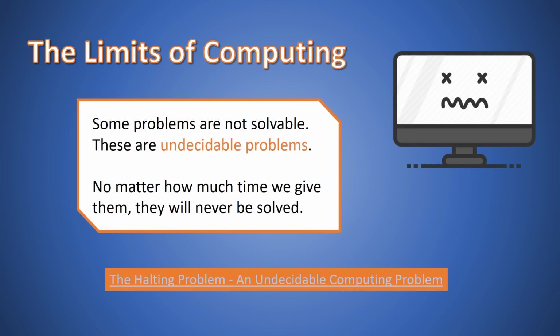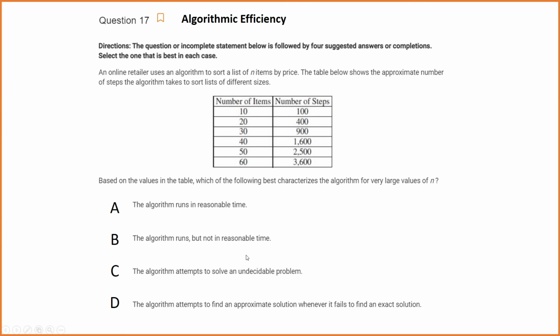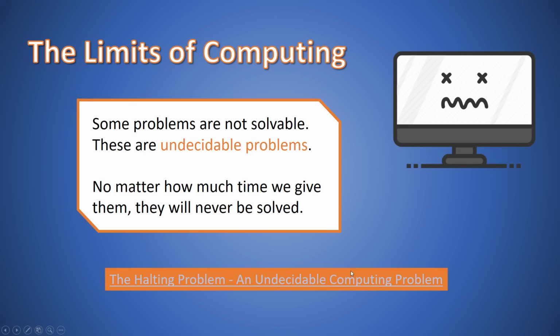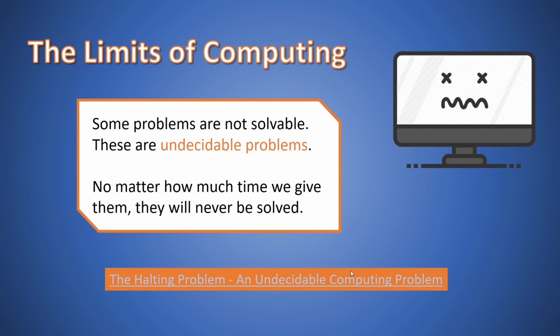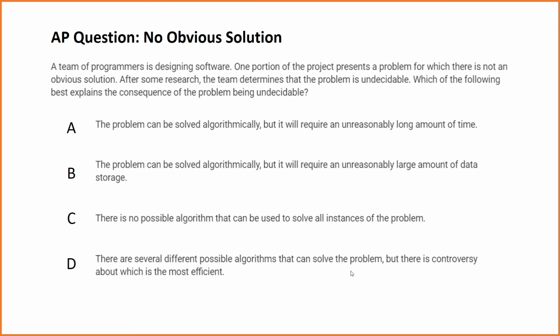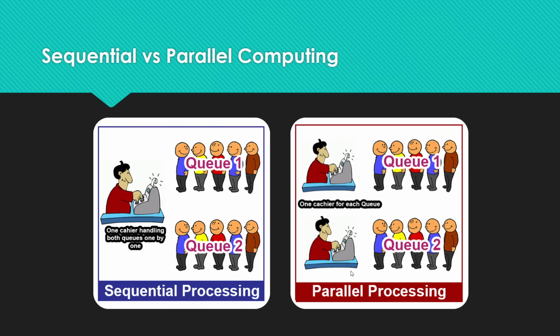Questions will try to confuse you, just like the question before. It can try to confuse you between reasonable, unreasonable, and undecidable. To really master these questions, you just have to know the difference between an unreasonable and an undecidable problem. Undecidable means that no matter how much time, you can't solve it. Unreasonable means it's going to require a bucket load of time, but you can eventually get there. So some problems are unsolvable, and we'll just leave it at that.